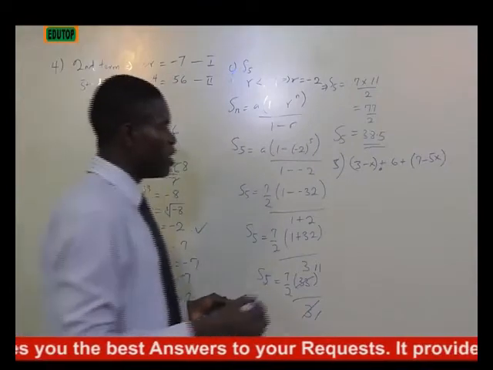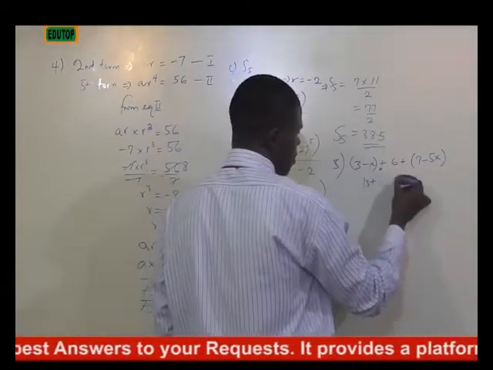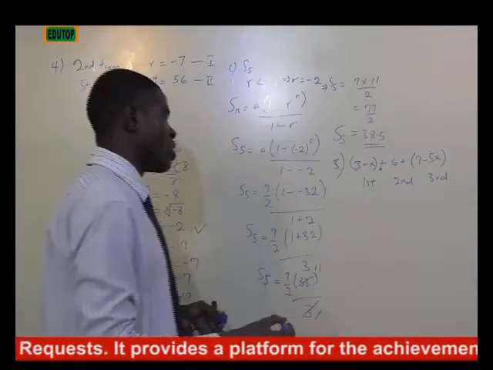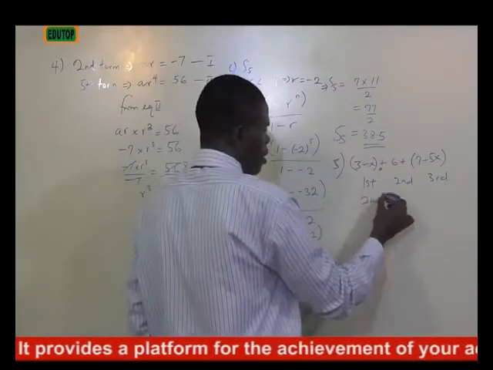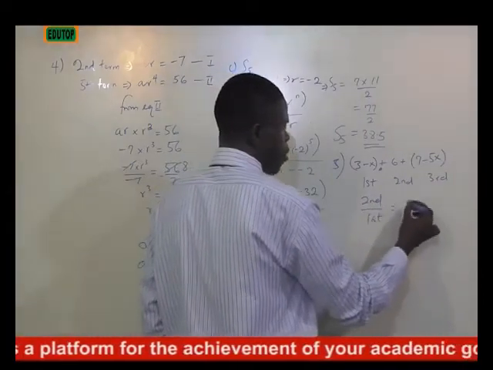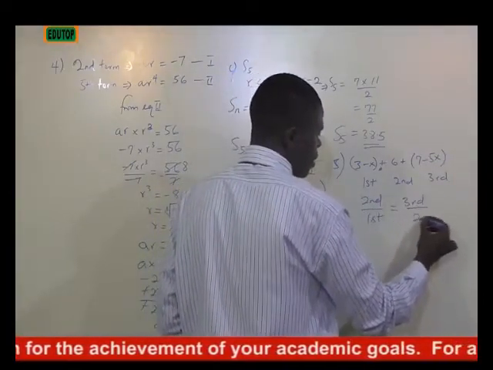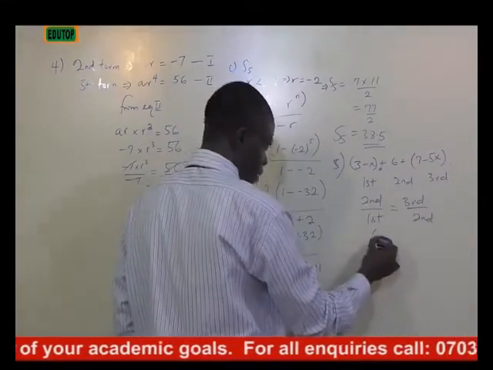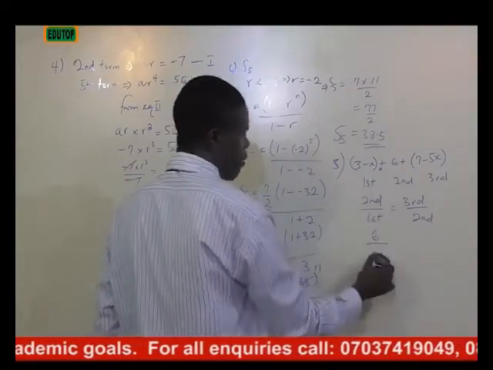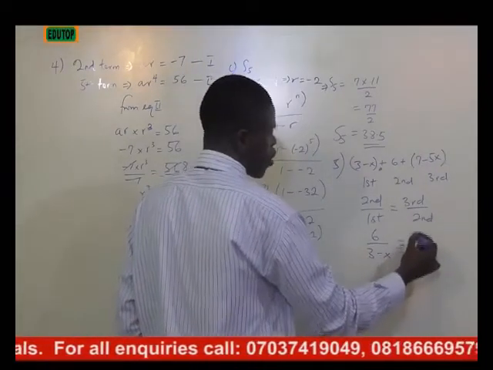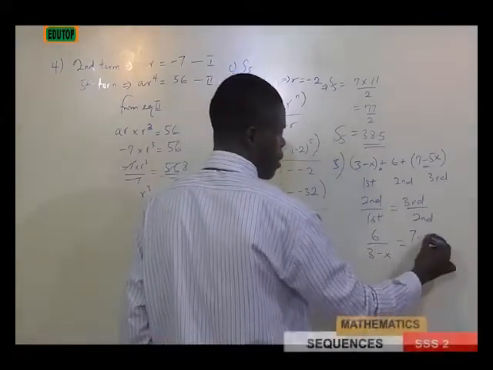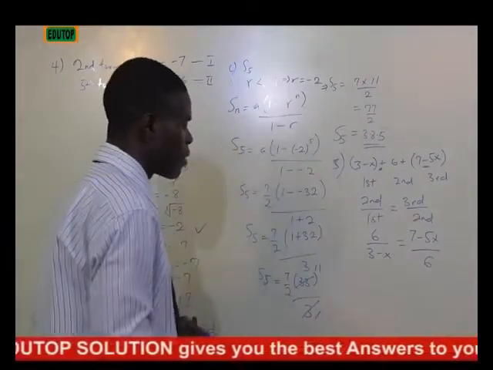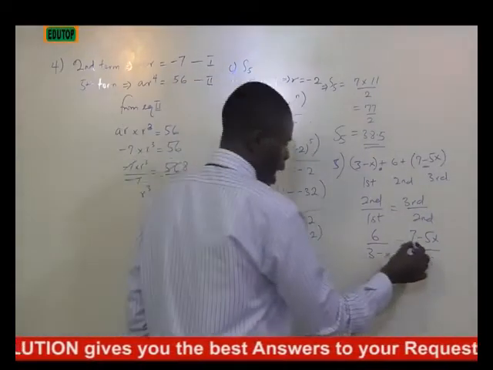Before they can be in geometric series, this is the first, this is the second, and this is the third. That means that second divided by first must be equal to the third divided by the second. What is the second here? 6 divided by the first. The first is 3 minus x, which is now equal to the third, which is this, divided by the second, which is 6. So this is what we have. We can cross multiply.